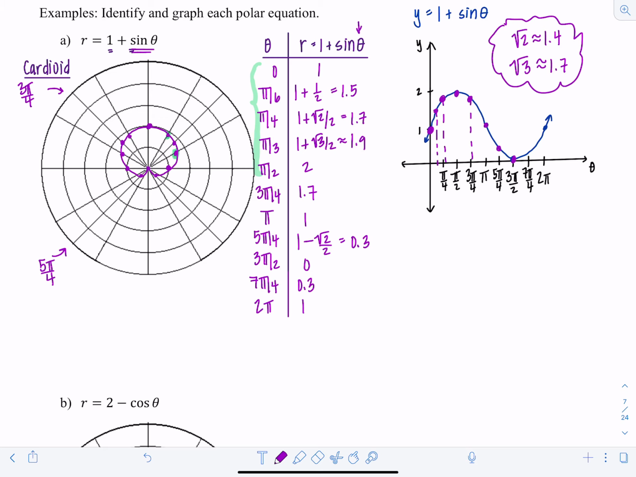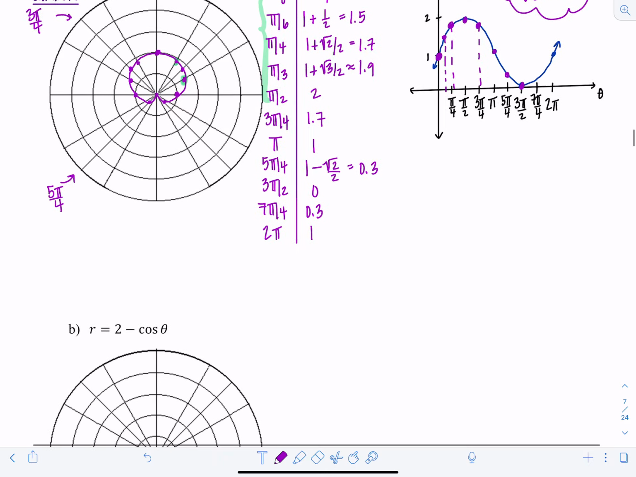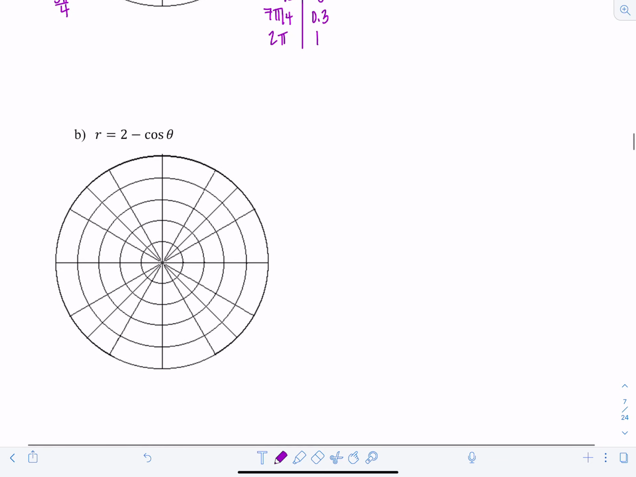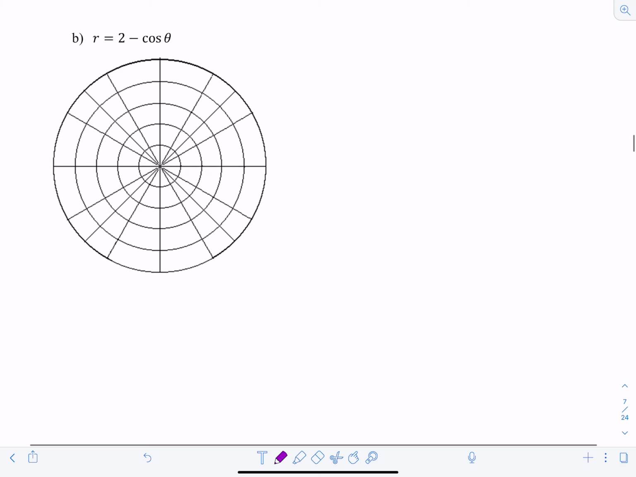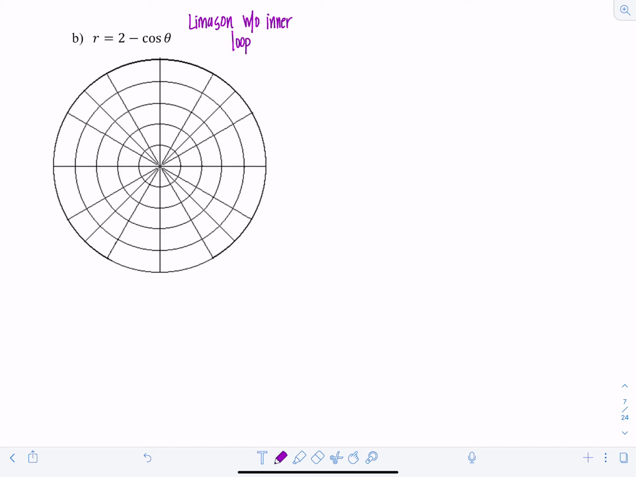Good. Let's look at another example. We have here 2 minus cosine theta. Okay, so what is that going to be? Well, it's a limaçon without the inner loop. That's because A is larger than B. Okay? So you could draw the graph of 2 minus cosine theta if you like, or I'll just show you how to make a table and go from there if you don't feel like making the graph.